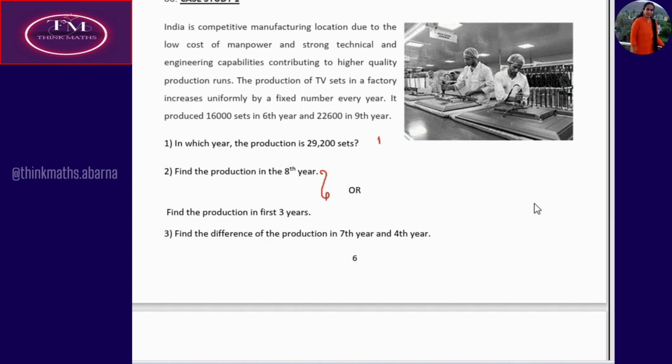In 2 marks, you have internal choice. So here 2 marks and this is 1 mark. In the 2 mark question, you have internal choice. So in the second question, you have internal choice.